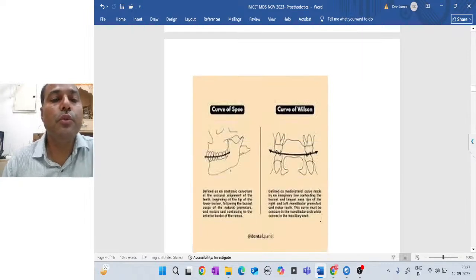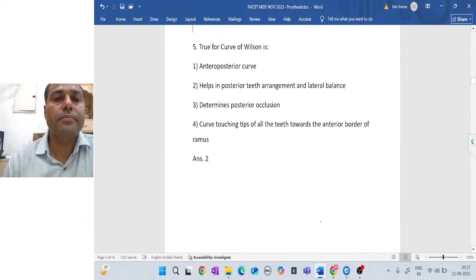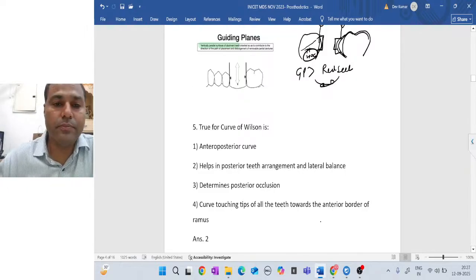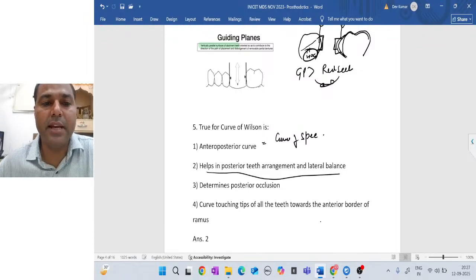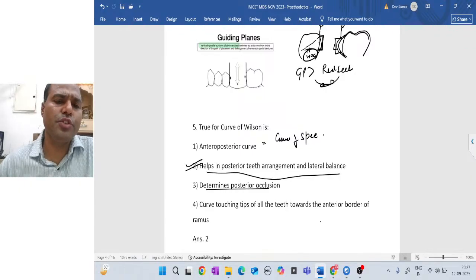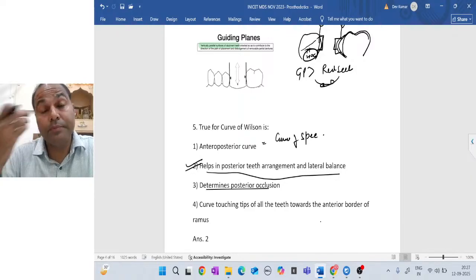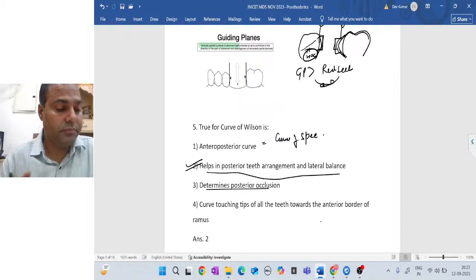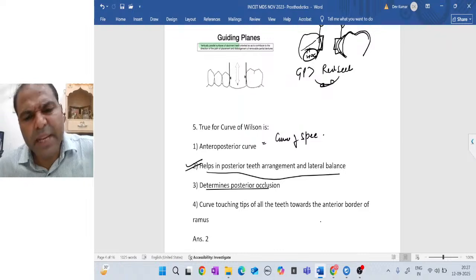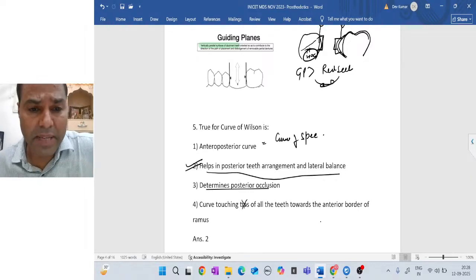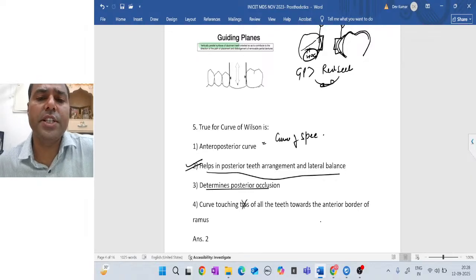Next, true for curve of Wilson. It is an anterior posterior curve. No, the anterior posterior curve is curve of Spee. It helps in the posterior teeth arrangement and lateral balance. Yes, this is the correct answer. Can you determine the posterior occlusion? Posterior occlusion will be, okay, maybe not. Cusp touching all the teeth towards the anterior border of the ramus. No. The best answer here is it helps in posterior teeth arrangement and lateral balance.